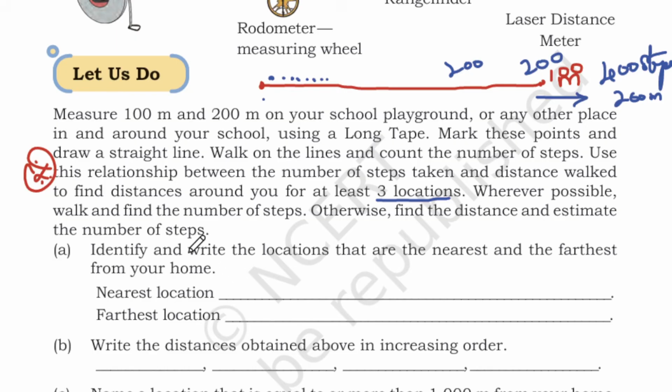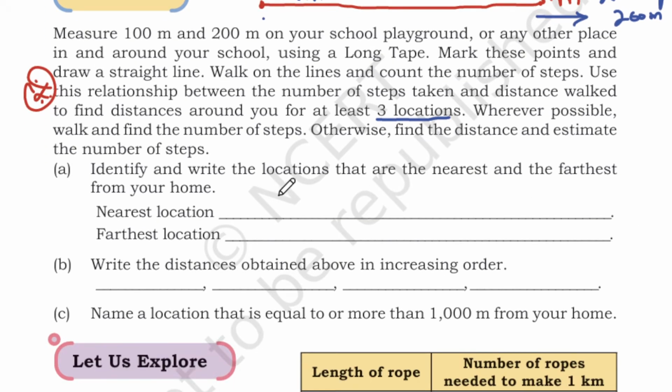Next, identify and write the name of the nearest and farthest location from your home. So for the nearest location you can write a shop, like a vegetable shop or any shop, and for the farthest location you can write school. Okay, this is your activity. You can select any one of the following: school, shop, or anything like a pet clinic or hospital, any nearest and farthest location. Write the distances obtained in increasing order. So this one you have to find and write it, students.